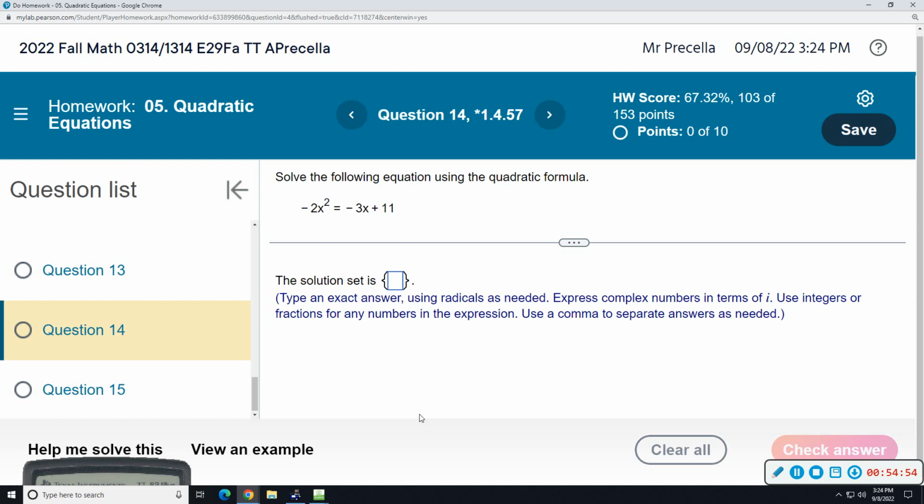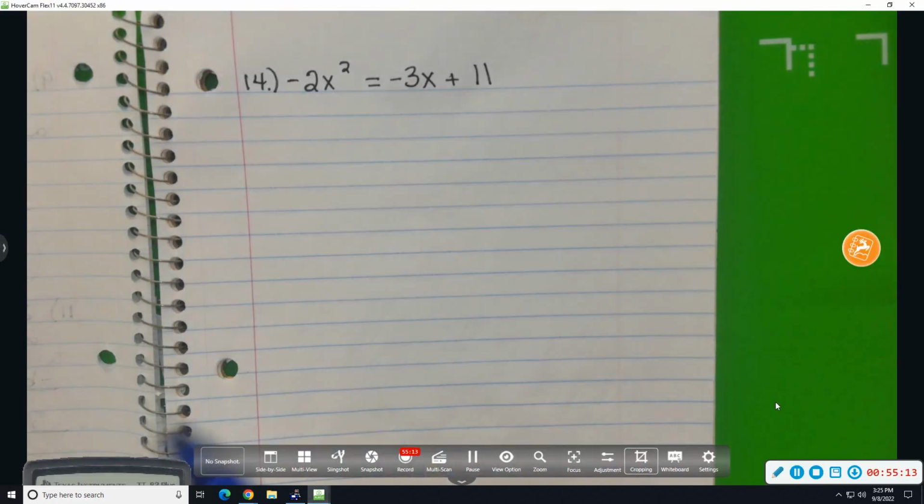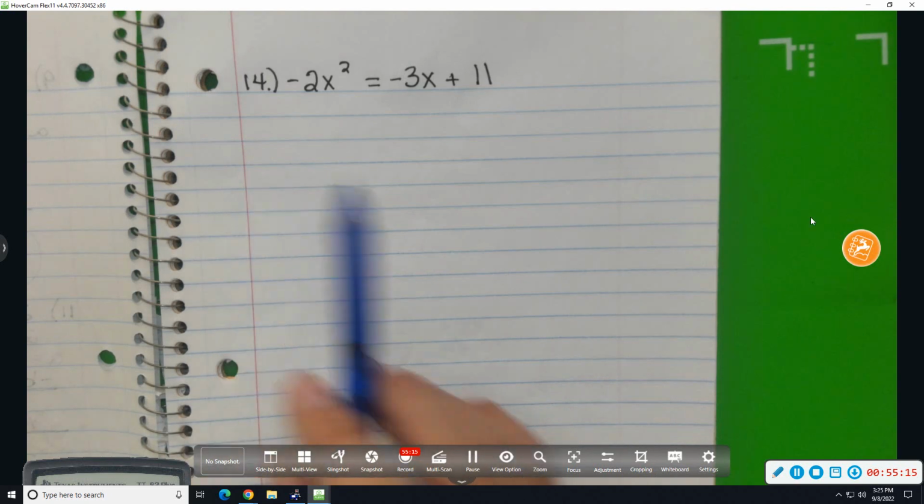We need a 0 on one side of the equation. We want the number in front of x squared to be positive. So with that in mind, we need a 0 on one side, and a positive number in front of x squared. Here's my question. Which side am I going to get the 0 on? What would be the easiest side?